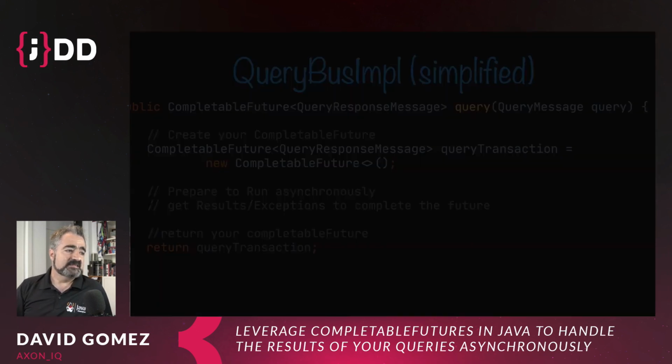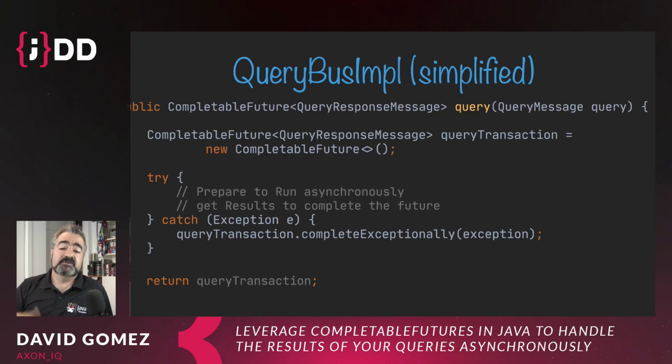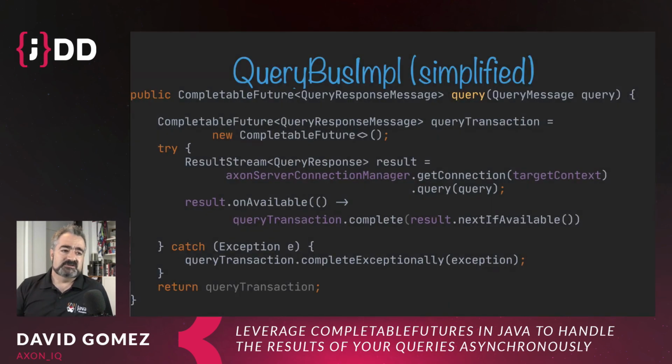So the next thing that we need to do is prepare to run our solution asynchronously. In case we have any kind of exception, we will just mark the query transaction completed with an exception. And finally, we could get the connection. This is where the asynchronous part is coming. We will get the connection and query the connection.